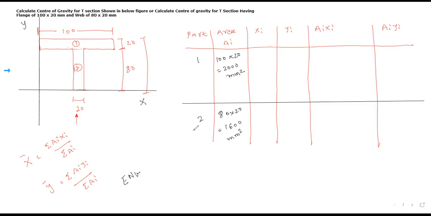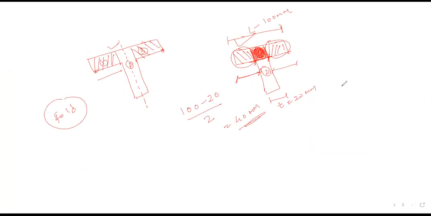Now we need to calculate xi and yi. We have already learned the concept of center of gravity. What is center of gravity? Suppose this is your geometry. From the center to the reference y-axis, you will get x. From the center to the reference x-axis, you will get y. Same concept we will apply.